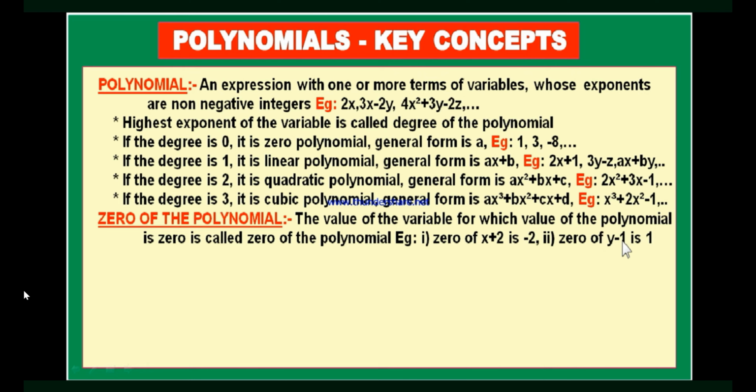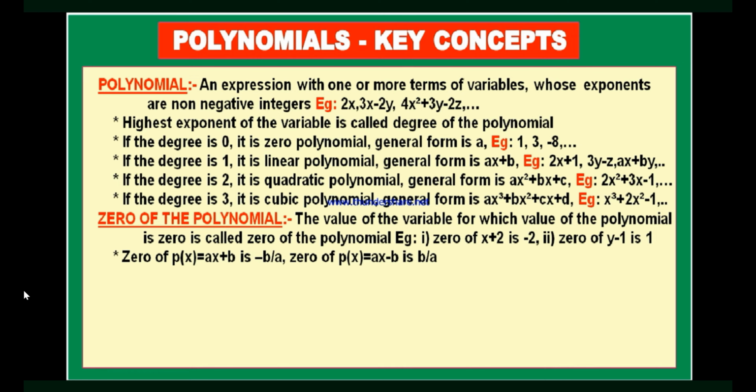Y minus 1 is a polynomial in which the variable is y. If we substitute y is equal to 1, if we write 1 in the place of the variable, then 1 minus 1 is 0. Therefore, value of the polynomial becomes 0 when the variable is 1. Therefore, this 1 is called 0 of the polynomial y minus 1. Now, one more point, 0 of the polynomial p of x is equal to ax plus b.